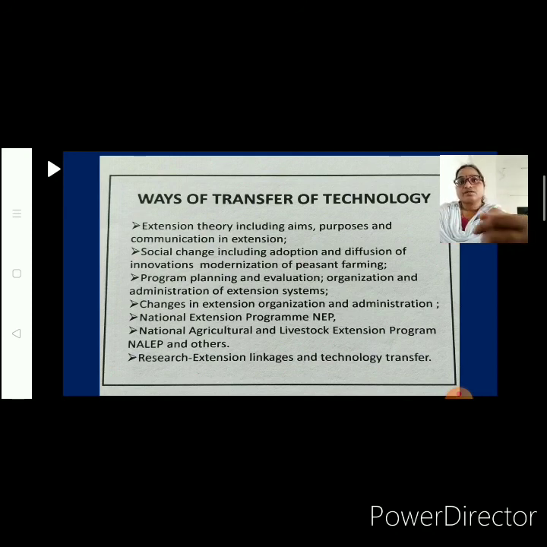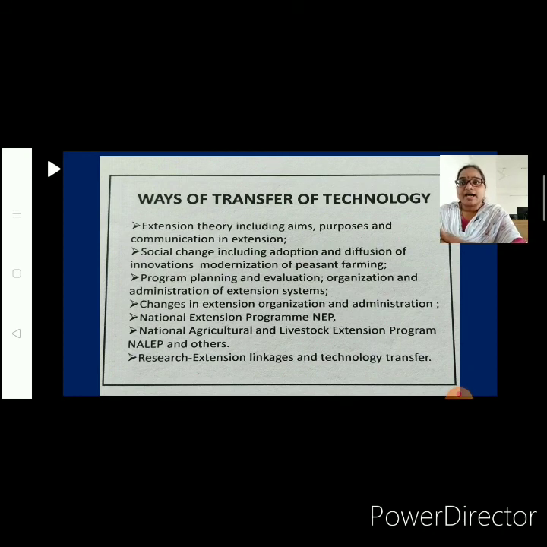So, what is the purpose of this technology? What is the aim of the technology? How can it be reached to the farmer? That is the most important. Next, social change, including adoption and diffusion of innovations, and modernization of peasant farming. Peasant farming means the recurrent, that is, recent farming. At that time we have to change the society with the adoption of new technology and new innovations, modernization in the technology that should be adopted by the farmers and the society. This way we can change them.